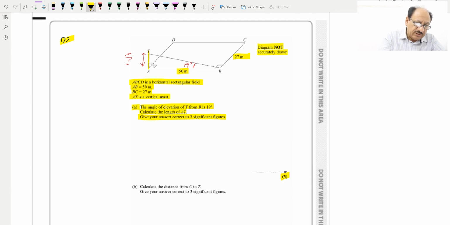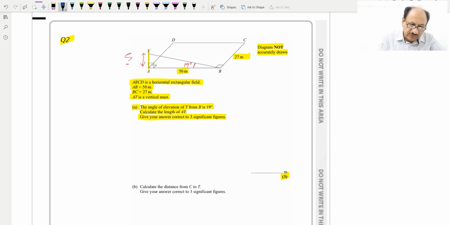So keep in mind that the answer they require is in 3 significant figures, so we need to provide the answer in 3 significant figures, then only we'll get 3 marks. Otherwise they will deduct 1 mark if we are not following the instruction on the format of the answer.